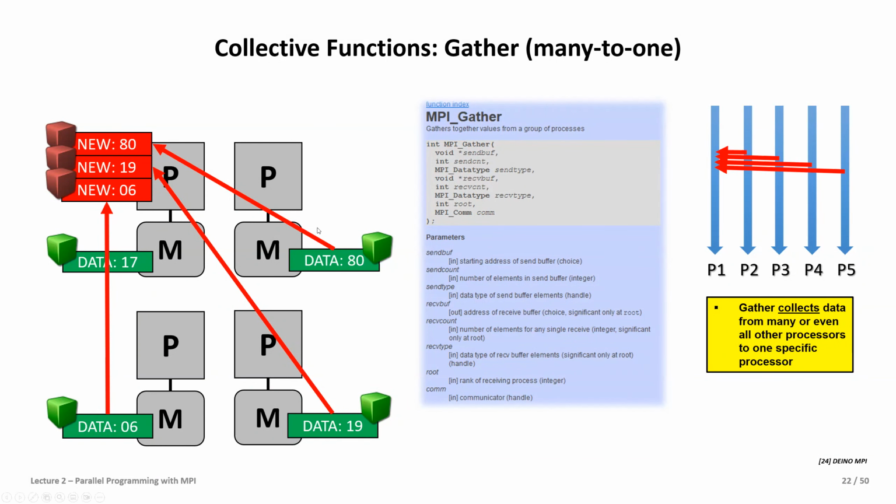Now, when you want to collect information, you can do this also. Think that all the other processors should give me the update of a specific data item. Then you can fill your own array from the data that is coming from many other processors. That is what we call the many-to-one operation, Gather, for instance, which is very popular.